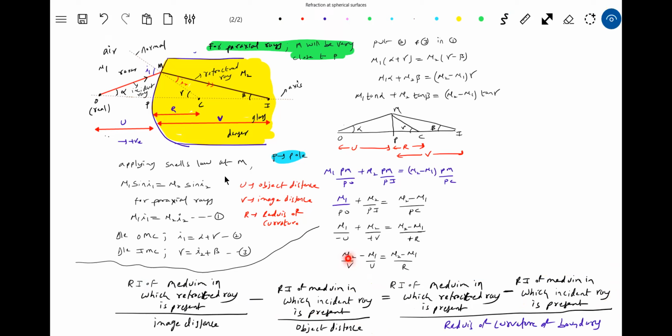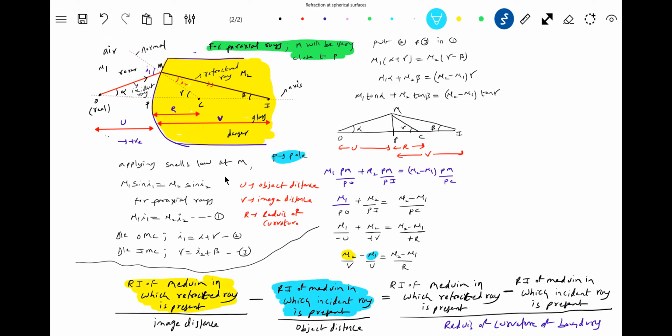It's not that mu2 is the refractive index of the medium where the image is present. No. It is the refractive index of the medium where the refracted ray is present. The image can be in the denser or rarer medium. This is very, very important. What do you mean by mu2? Mu2 means this one. Irrespective of the image, the image and object can both be in a rarer medium, or both in a denser medium. This is mu1. Mu1 is related to this one. I think this is a very essential part of the discussion we are making.